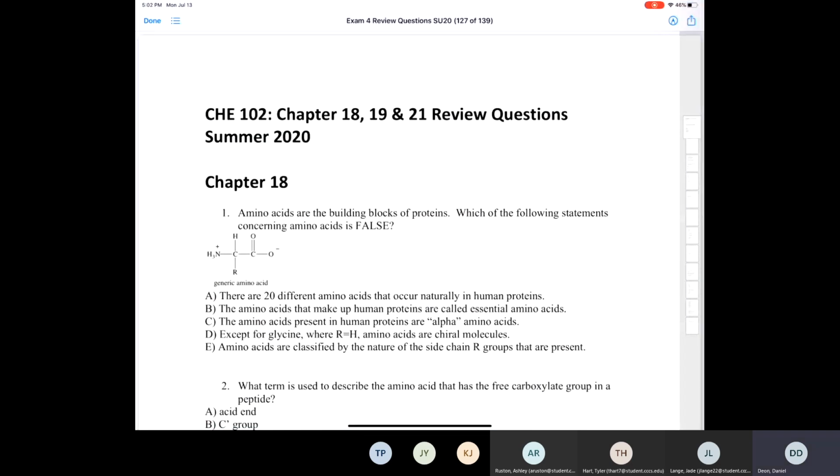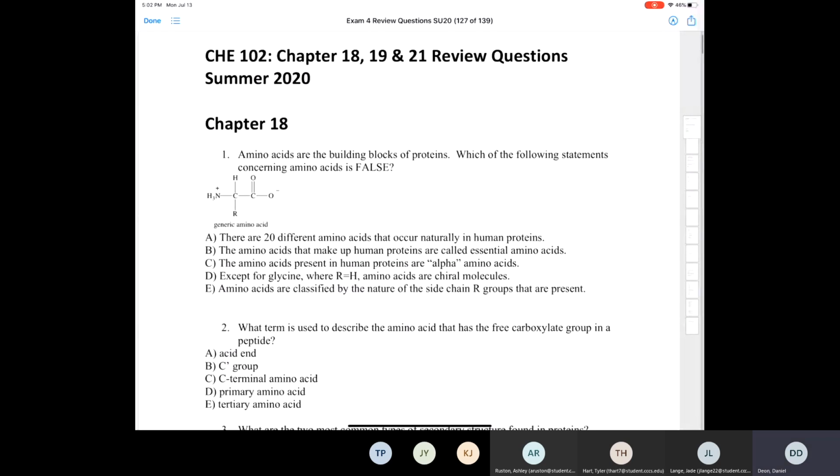Okay, so the review for exam 4, we'll start with chapter 18, which deals with amino acids. If you have a question, just feel free to unmute your mic and ask me, or you could type it into the chat, and I'll try to keep up with that.